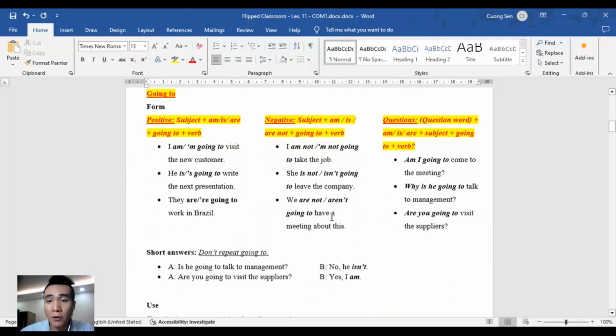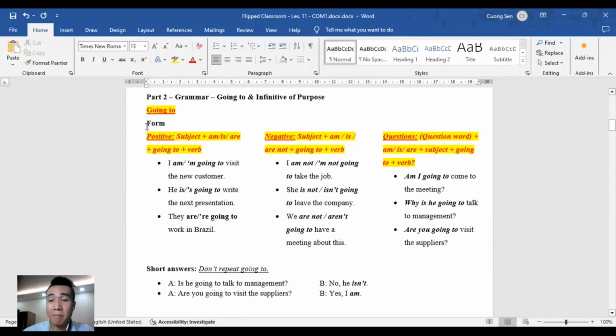Let's move on to grammar. In this part, as I mentioned, we're going to have 2 smaller parts. Part 1 is about going to, and the other part is infinitive of purpose. Usually I try to speak Vietnamese in this, but no, I'm not going to do it this time. So let's start off with going to. First, we focus on form, how we're going to use it correctly. We have 3 forms, right? Positive, negative, and question forms.